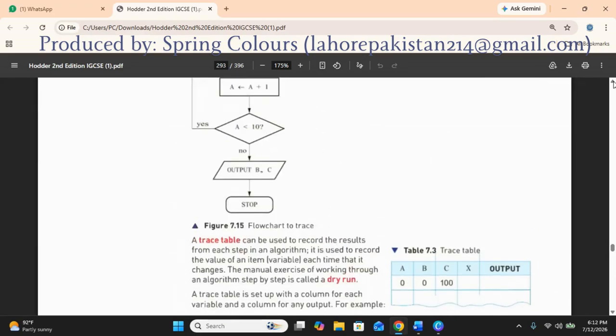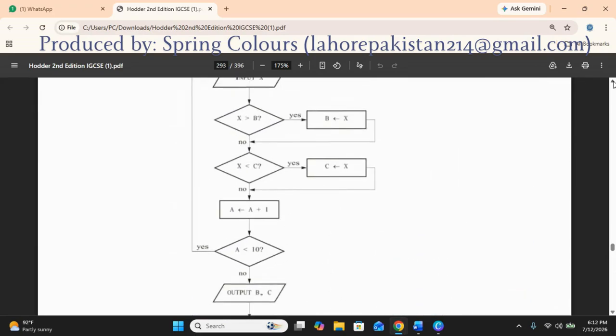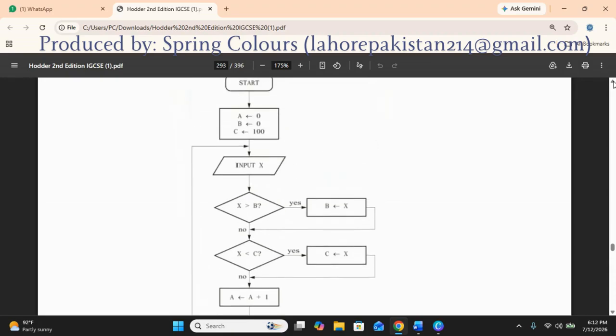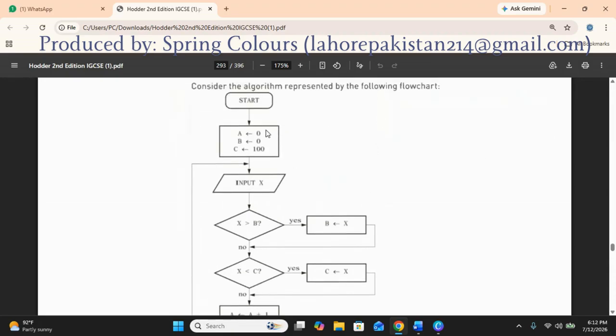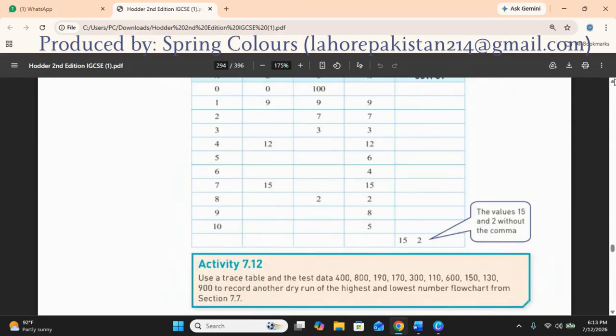As you can see on page 283 of your book, where this flow chart was given for the first time, there was a flaw in this flow chart. It was only able to handle values between 0 and 100. It was not able to handle values beyond that. This was proved through trace tables.